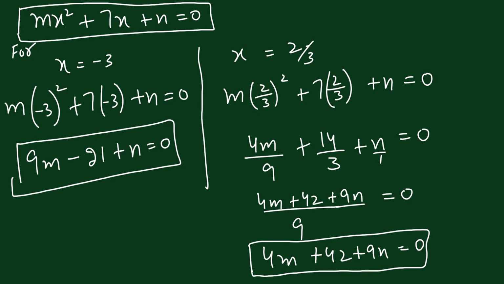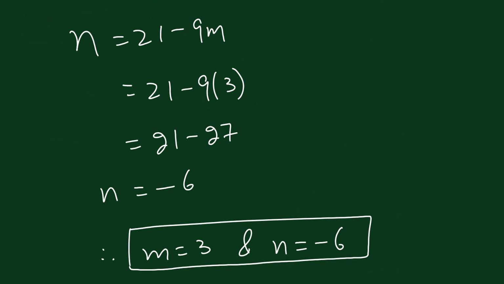So this was our question. It started from here. We have two values of x. We got two equations, simultaneous equations. We used the simultaneous equation solving method and got the two values of m and n.